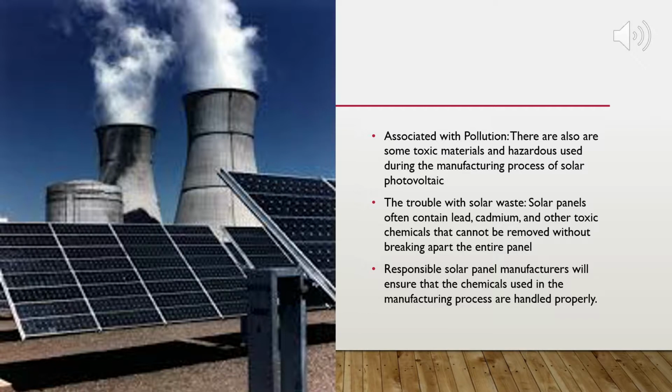Associated with pollution, there are also some toxic and hazardous materials used during the manufacturing process of solar photovoltaics. The trouble with solar waste: solar panels often contain lead, cadmium, and other toxic chemicals that cannot be removed without breaking apart the entire panel. Responsible solar panel manufacturers will ensure that the chemicals used in the manufacturing process are handled properly.